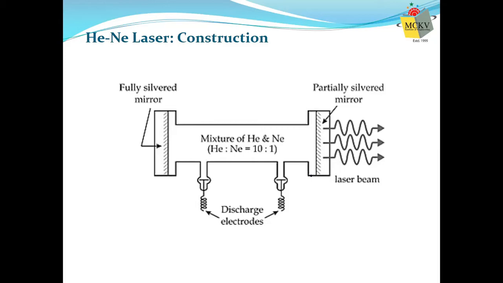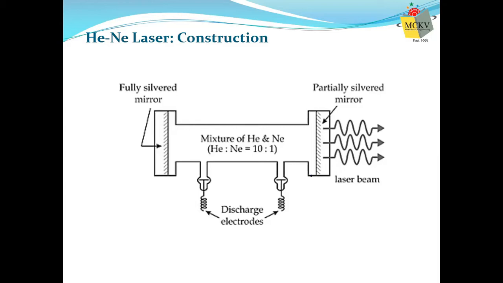Now, as the name suggests, here the active material is gas. A helium neon laser was the second laser that was invented. So after Ruby laser, helium neon laser was invented, and this is a gas laser, as I mentioned earlier, and this is a 4-level energy system laser.